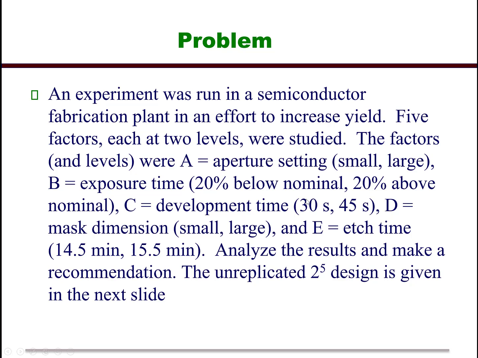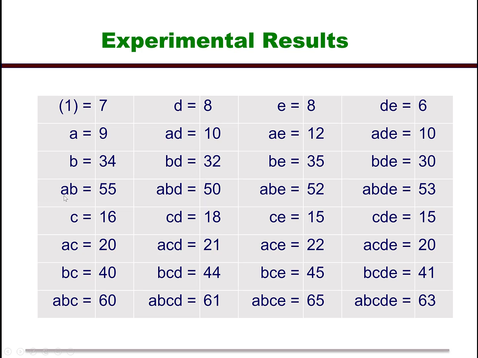The unreplicated 2-to-5 design is given in the next slide. Here's the design. Notice we've got it set up in terms of Yates order values. Remember, anything with a letter in it gets a plus. In terms of the run, everything else is a minus. And finally, the 1 in parentheses is all minuses.